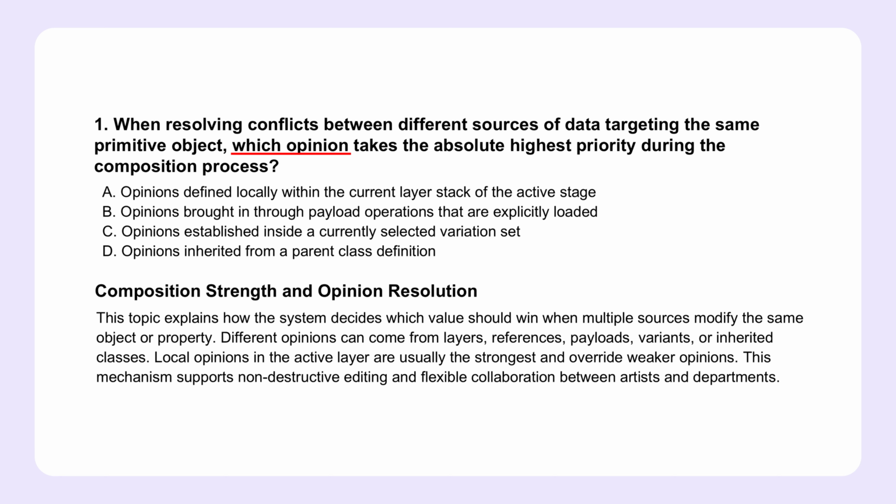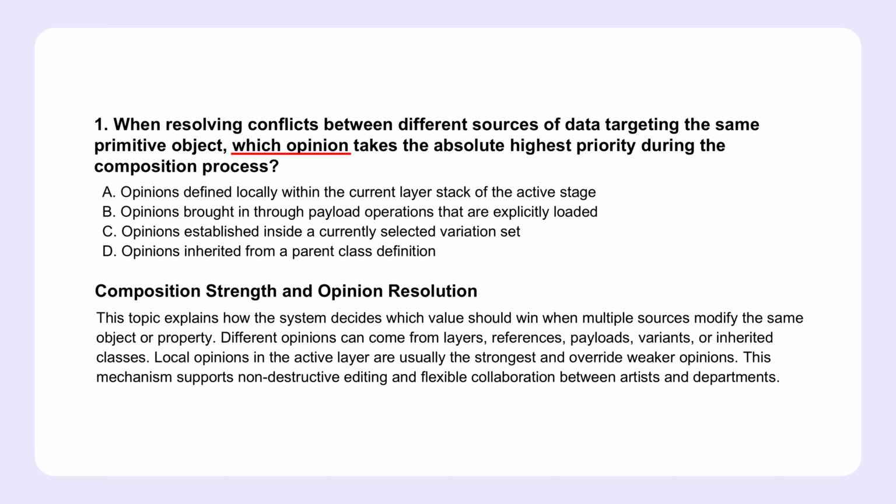So to solve this, we really have to look at what the question is testing, which is how the scene composition system resolves arguments. Right, because when multiple files or layers are telling a single 3D object to do different things, like make it red, make it blue, make it bigger, someone has to win. So somebody's got to be the boss. Exactly. Let's look at the incorrect options first. Options B, C, and D, the payloads, variations, and inherited classes, are all essential mechanisms for building a scene, but structurally, they are lower in priority.